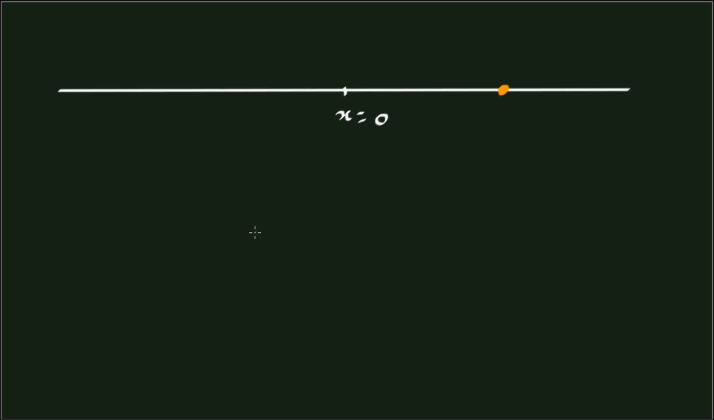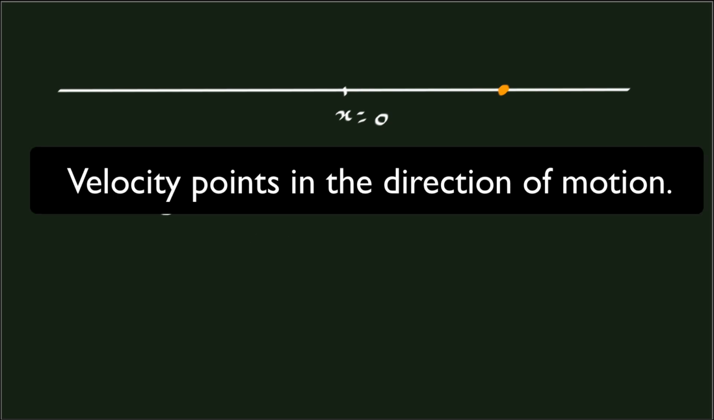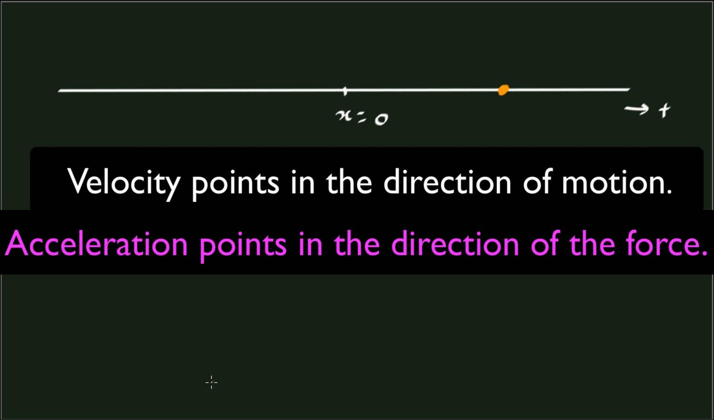In order to have no confusion and to always be very clear about what is happening, you must commit to memory 2 sentences. You must always keep these 2 sentences at the back of your mind. The first sentence is, velocity always points in the direction of motion. The other thing you must keep in mind is, acceleration of the particle points in the direction of the net force acting on it.